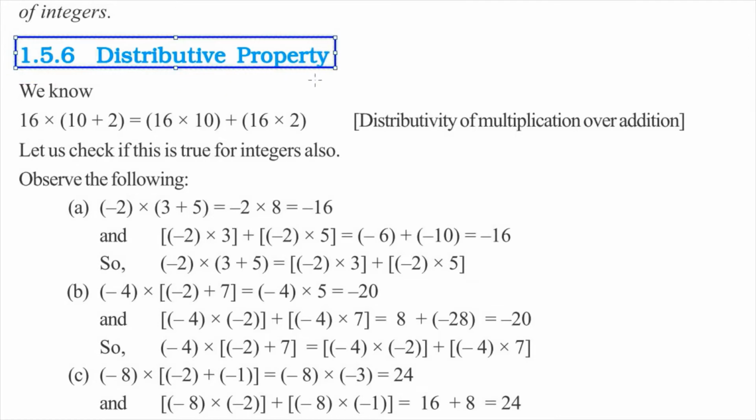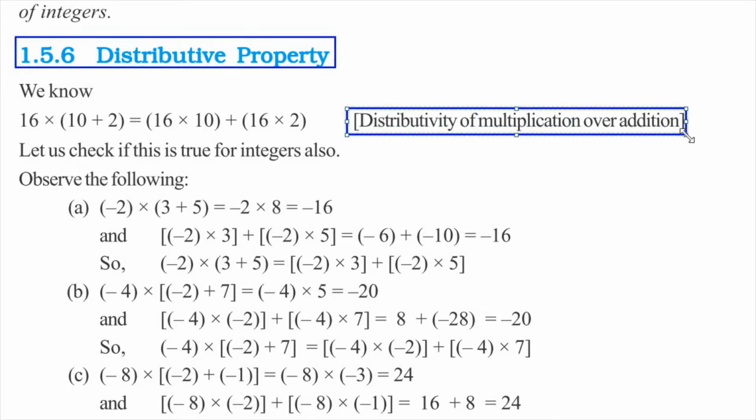We know that for whole numbers, distributivity of multiplication over addition is true. What this means is that whenever we have the multiplication, that is a product operator, being applied to a group of members which are being added, which are being summed, then we can take this product operator and apply it to each of the members of the group individually and then sum them together.